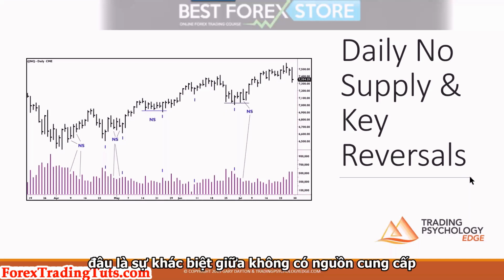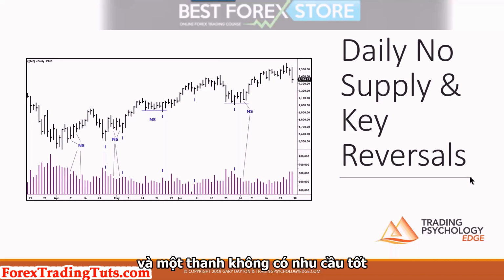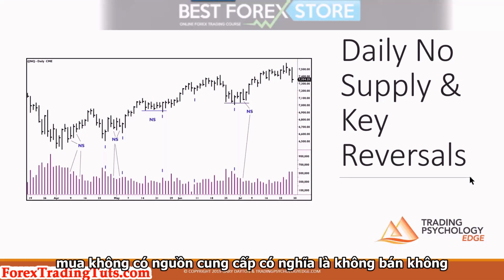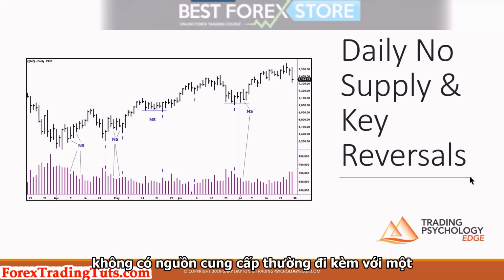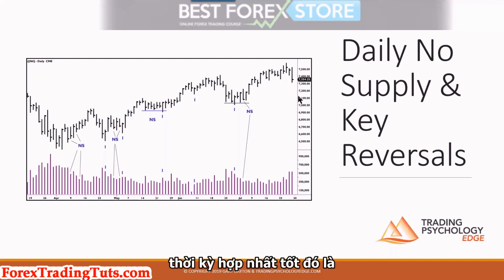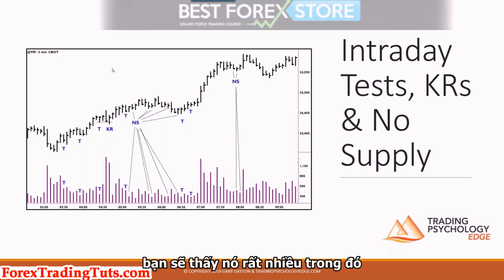What's the difference between no supply and a no demand bar? Well, one is showing that there's no selling, and the other is showing that there's no buying. No supply means no selling. No demand means no buying. No supply often is accompanied by a period of consolidation. Well, that's where you're going to see it a lot. Yes, you're going to see it a lot in there.